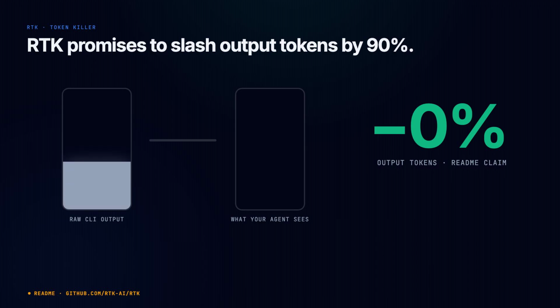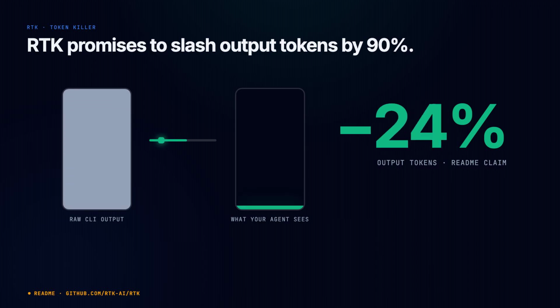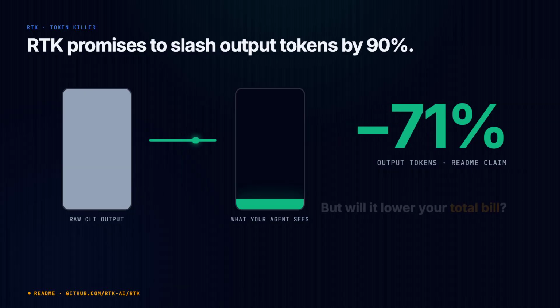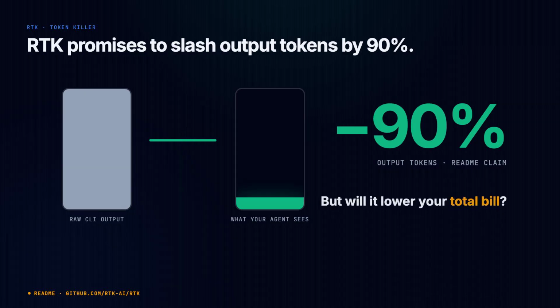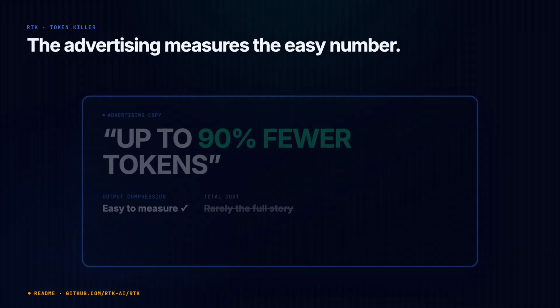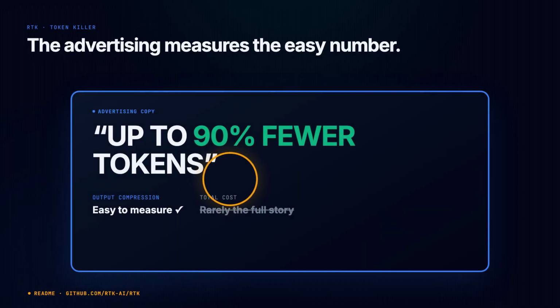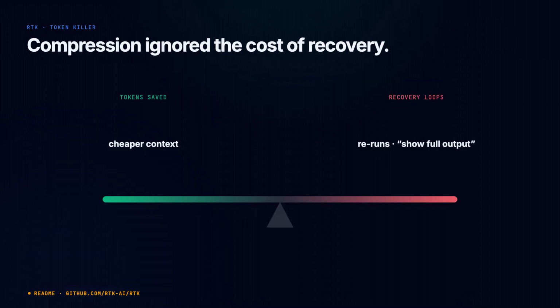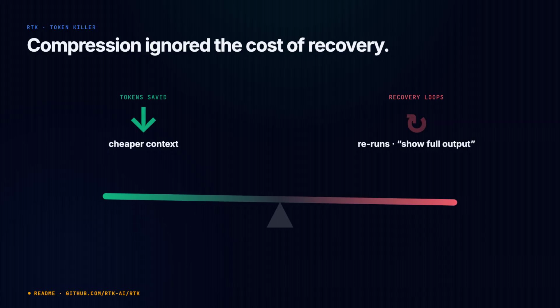RTK promises to slash your agent's CLI token waste by up to 90%, but will that actually lower your total bill? The advertising for these tools is often centered on output compression, which is easily measurable but rarely the full story. We are measuring output compression, but agent workflows often ignore the cost of missing context and recovery loops.